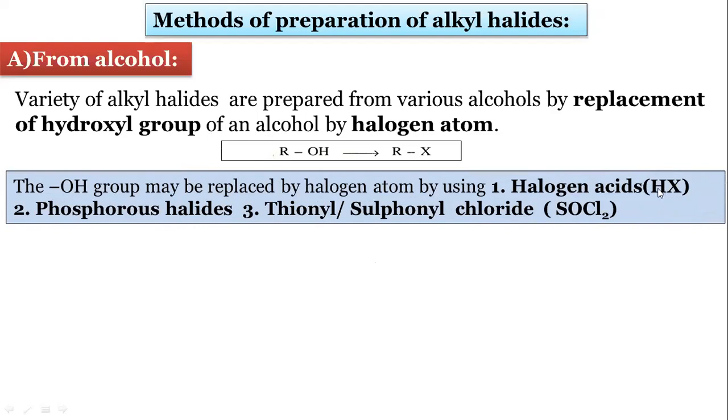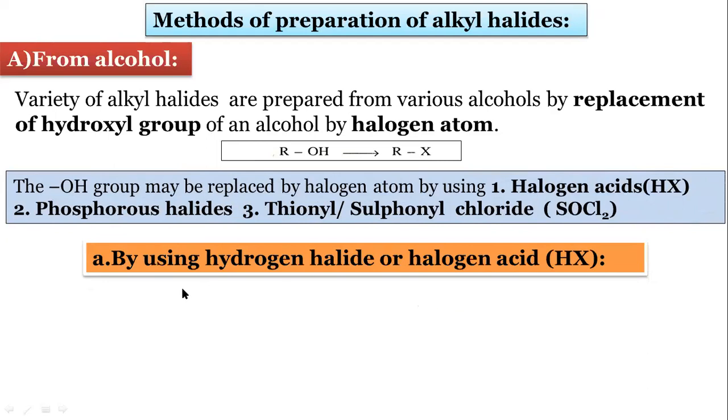HX means HCl, HBr, HI, HF. These are the halogen acids. Second one is phosphorus halides. The third one is thionyl chloride or sulfonyl chloride. This is called SOCl2, thionyl chloride or sulfonyl chloride.